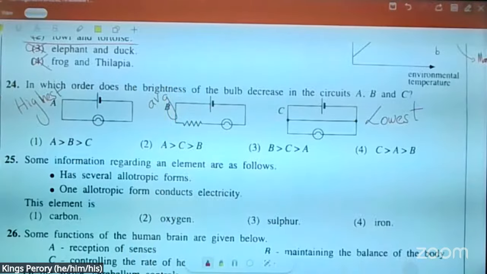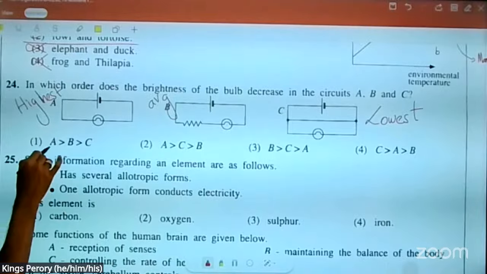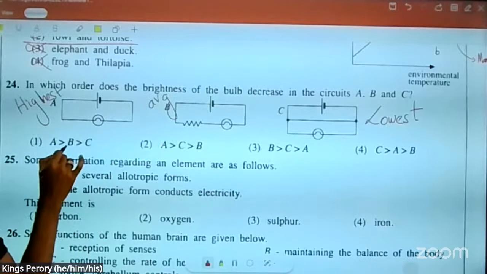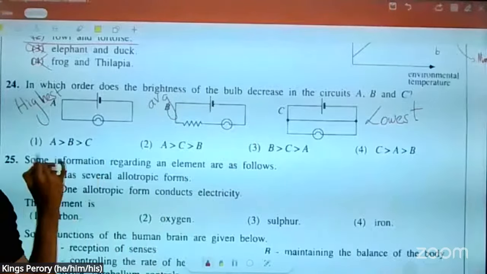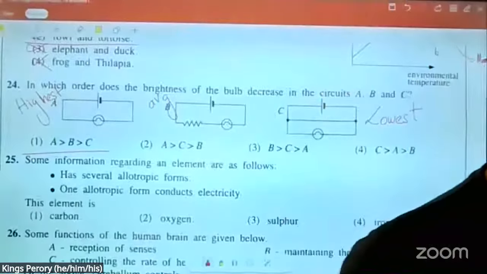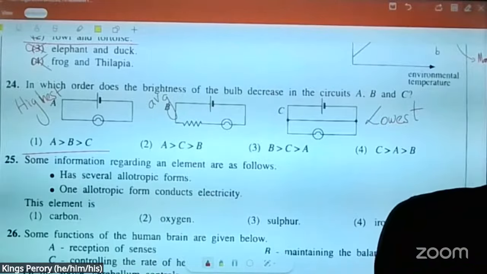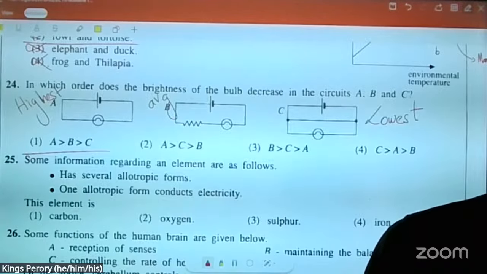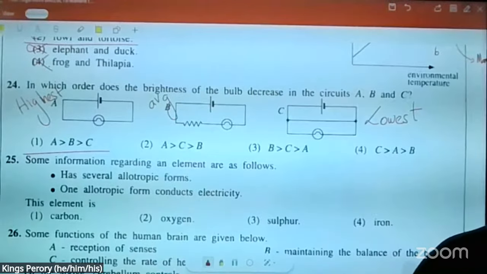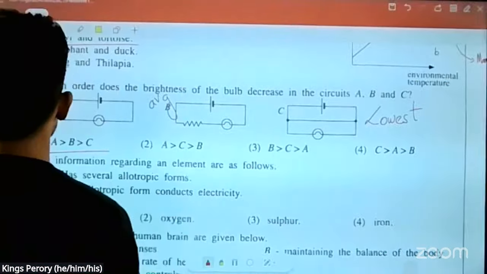They are asking the order in which the brightness of the bulb decreases. Highest is A, then B, and the lowest is C. The answer is option 1. Got it? Right. Perfect. Question 25.